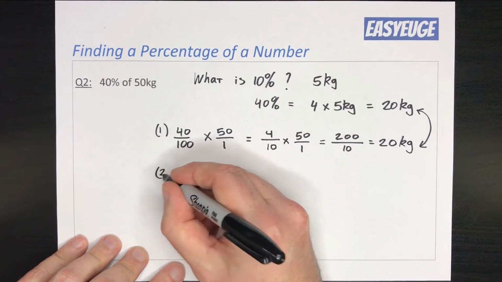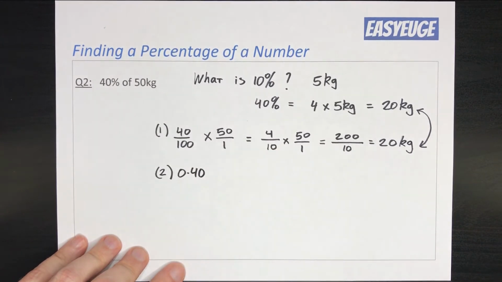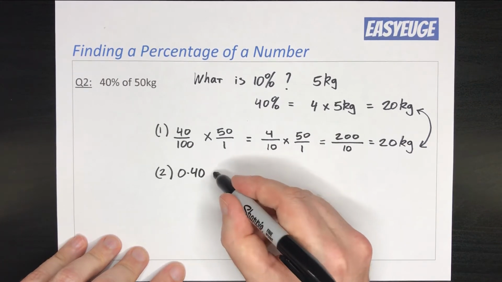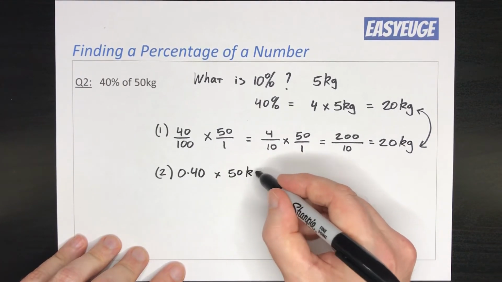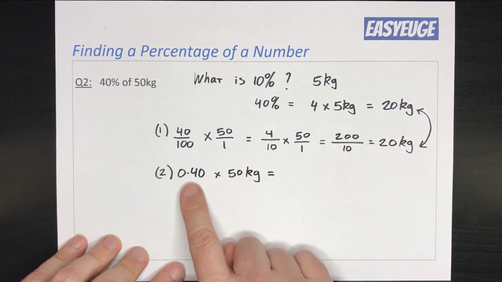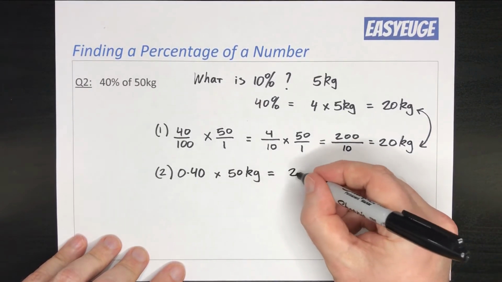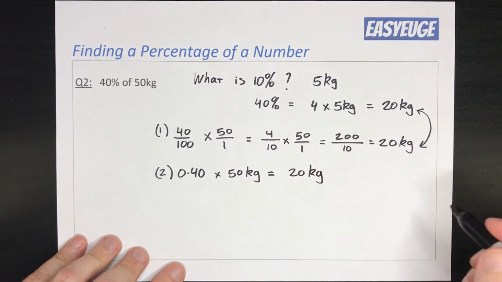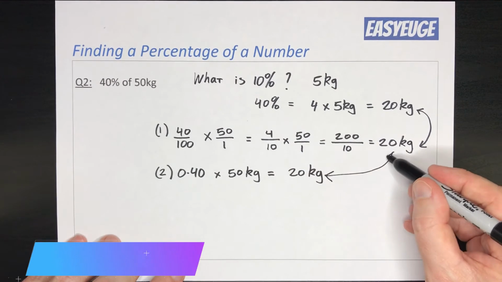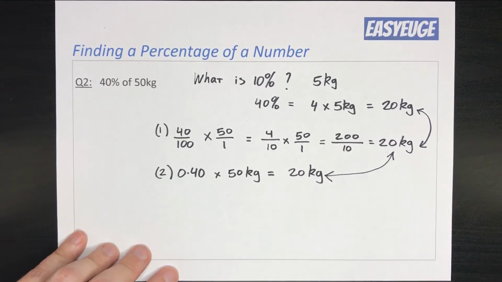And finally, let's work out the decimal form. So 40% is 0.40. So this is very handy when you're putting it into your calculator. 0.40 multiplied by 50 kilograms equals, if you punch that into your calculator as 0.4 multiplied by 50, press your equal sign, you will get 20. And the units are kilograms, and look, both answers are again the same. So all the answers are 20 kilograms. So there's lots of ways to find a percentage of a number.